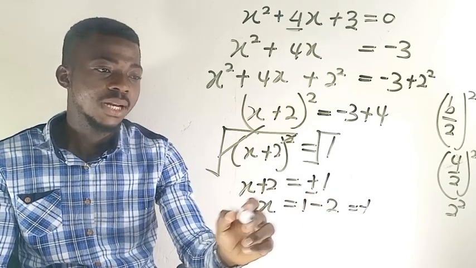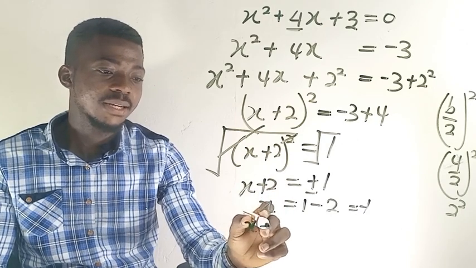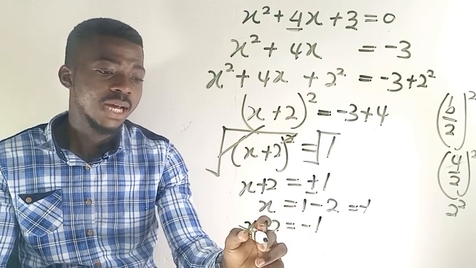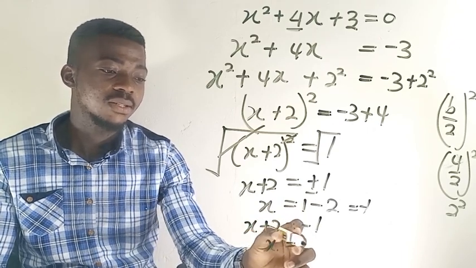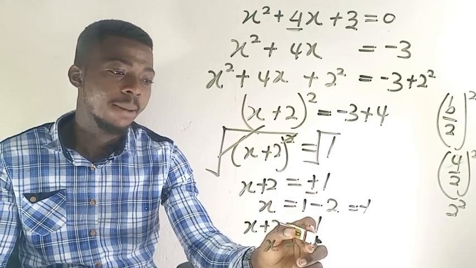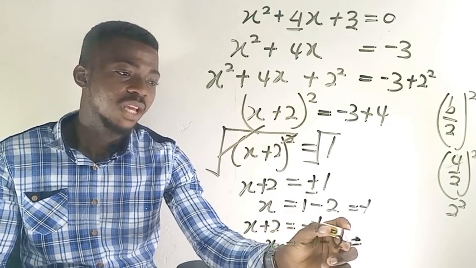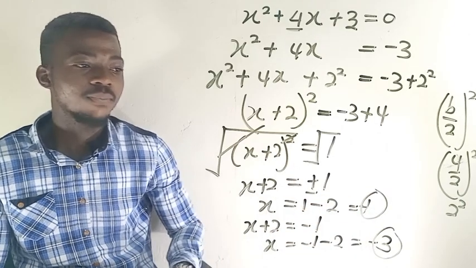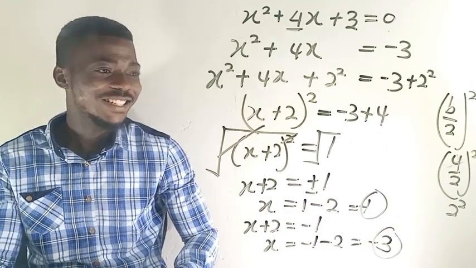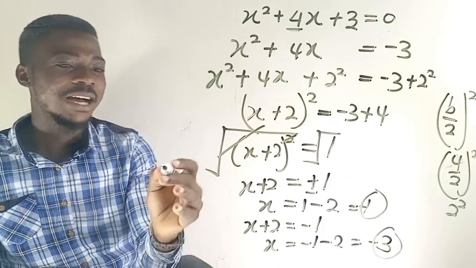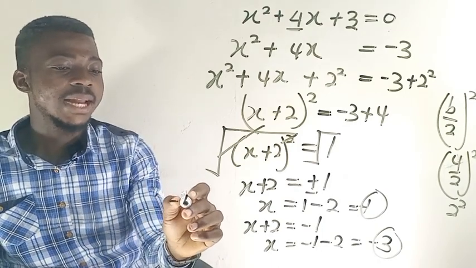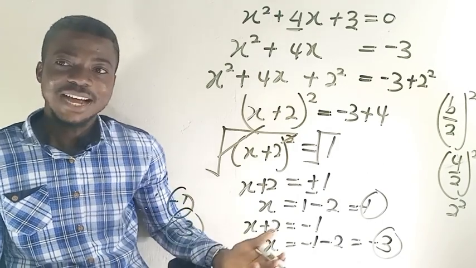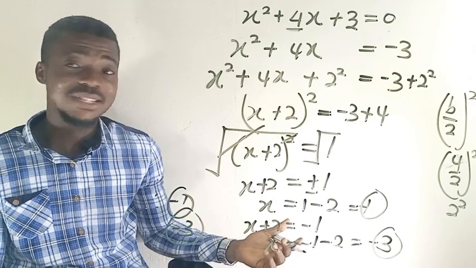Then we'll take the next one, the minus 1. So we have x plus 2 equals minus 1. That is going to be x equals minus 1, then the 2 goes here and you get minus 2. That's going to give us minus 3. So therefore, these are the roots of the equation: minus 1 and minus 3. That's it, guys. It's as simple as ABC.